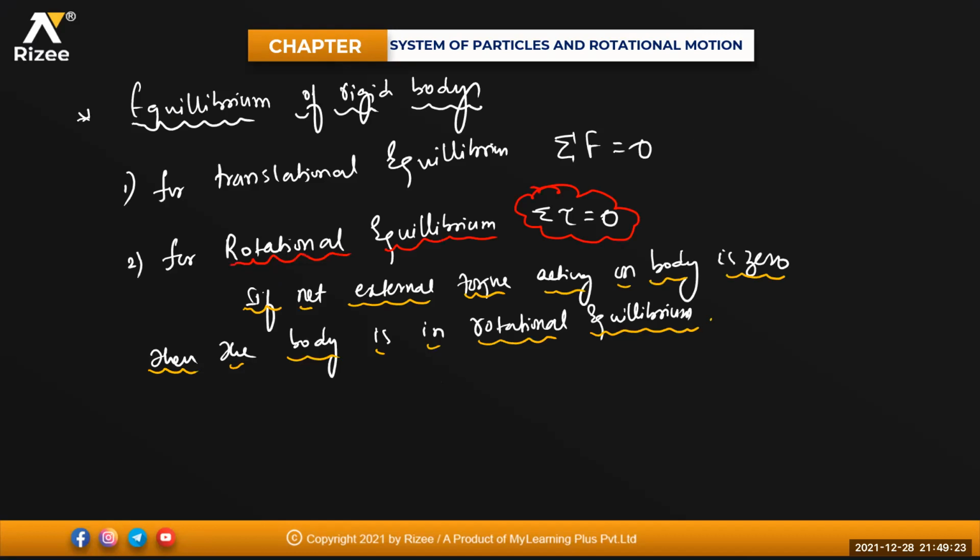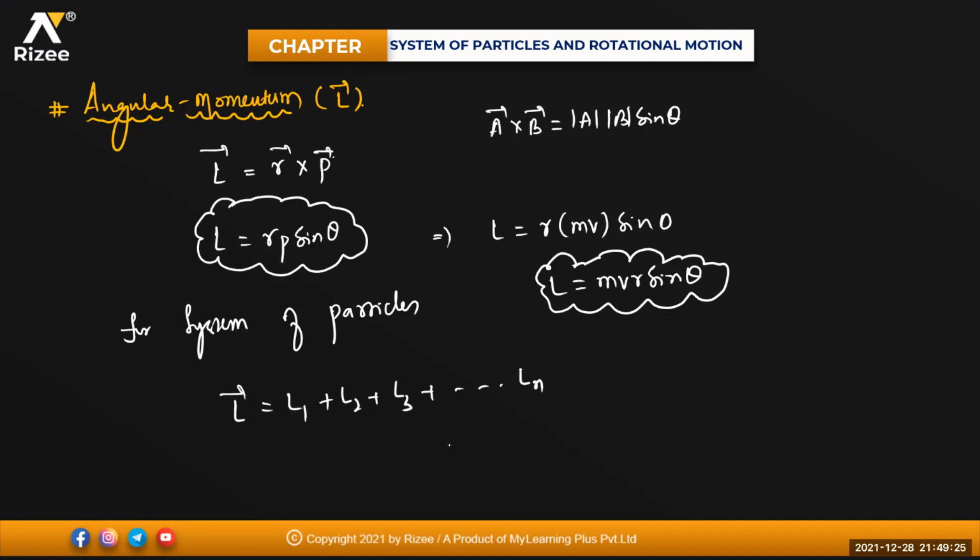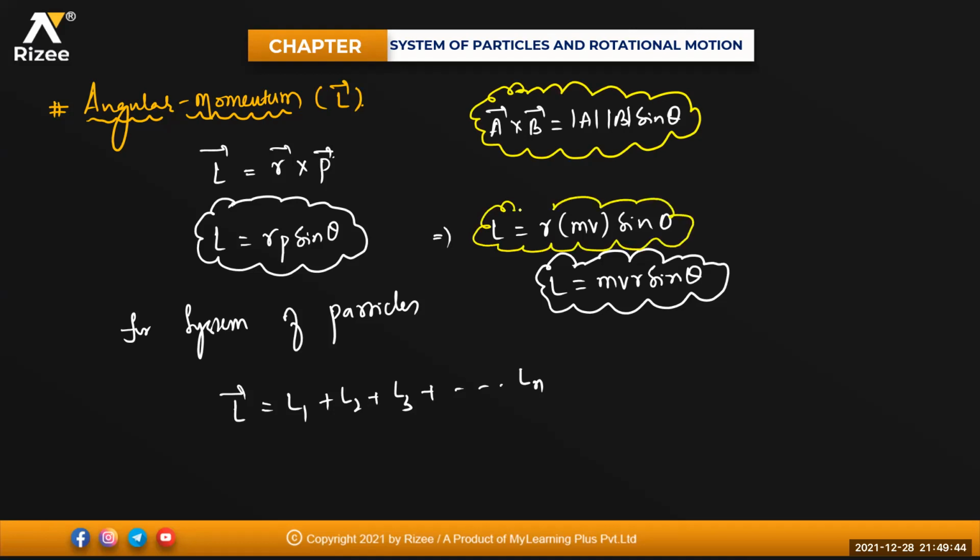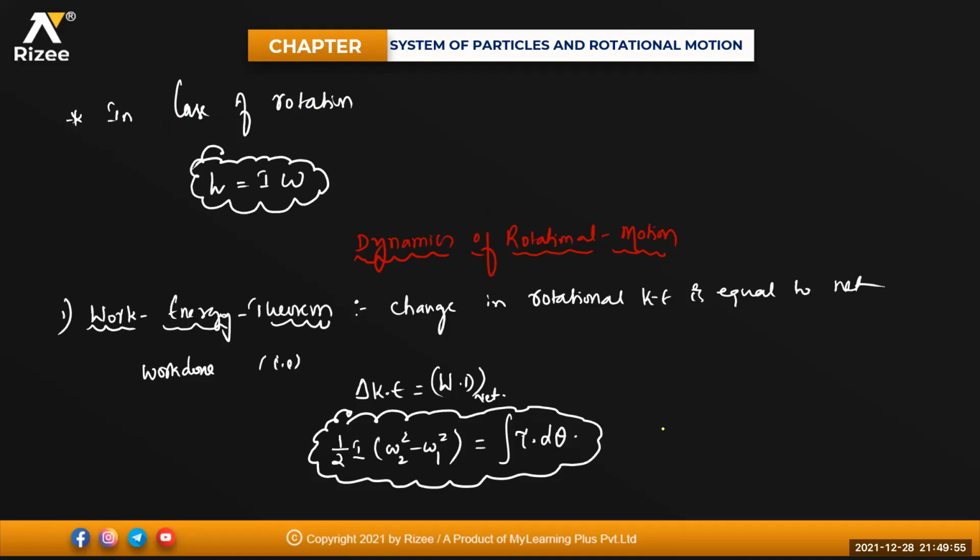See it once again. Angular momentum. So what is angular momentum? It is a vector quantity. L is equal to r bar cross p bar. It is a cross product, and the direction is given by the right hand thumb rule. A bar cross B bar is equal to mod A into mod B into sine theta. For a particle, L is equal to momentum m v into sine theta, so L is equal to m v r sine theta. For a system of particles, it is L1 plus L2 plus L3 and so on. Now, in case of rotation, when the body is rotating, angular momentum is given by L is equal to I omega.